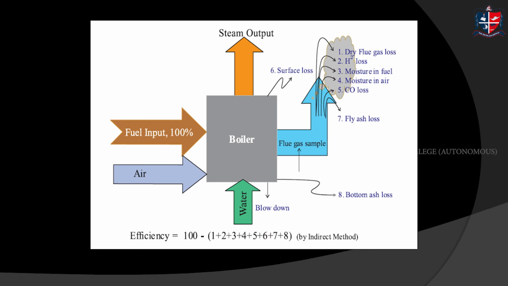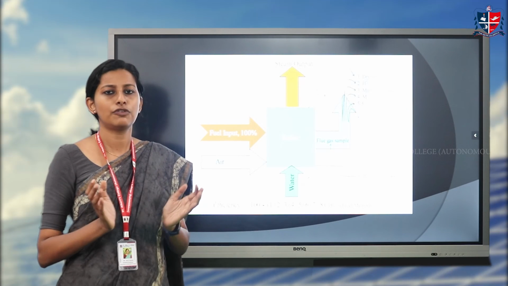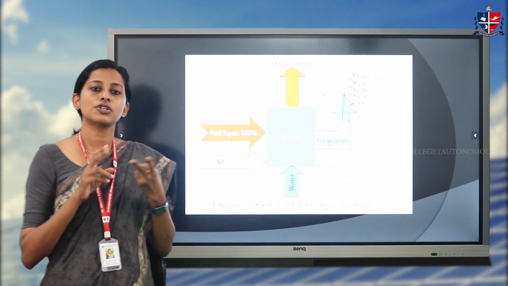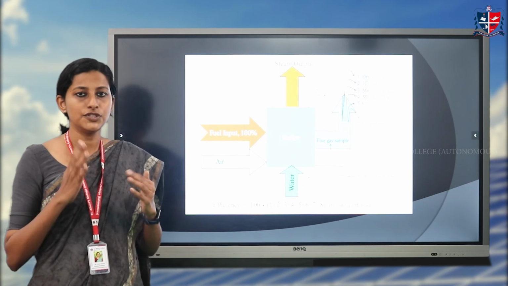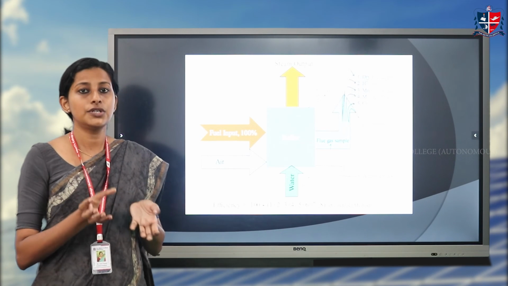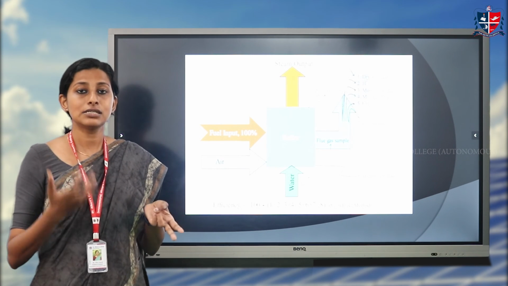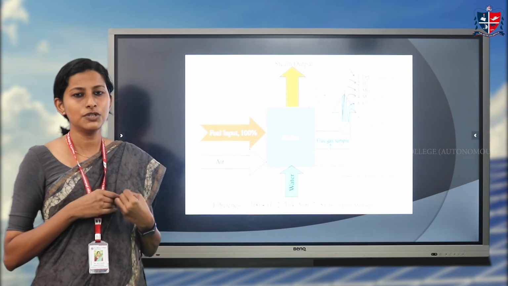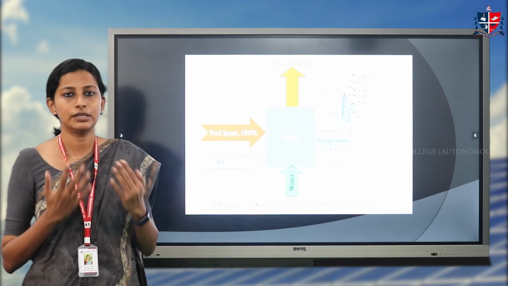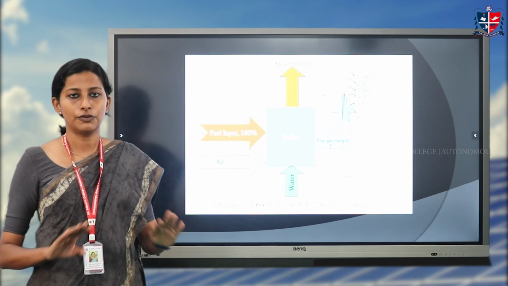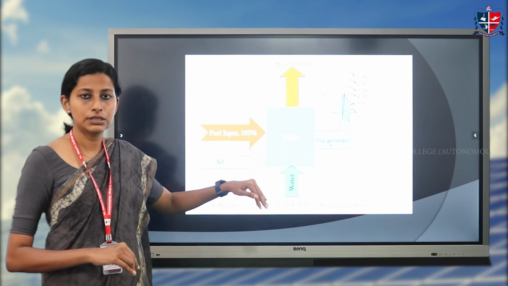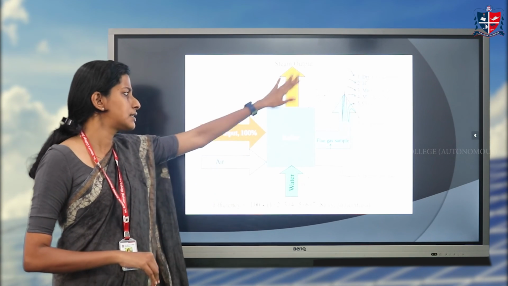So in today's class, we just had a basic idea of what a boiler is, how it works, the basic principle of a boiler's functioning, and then we came across two methods. We didn't go into detail. We just introduced two methods in which we can assess the performance. One is the direct method, by which we just compute output by input and find out the efficiency. We do not consider any of the losses. The next one is the indirect method, in which we consider each of the losses.